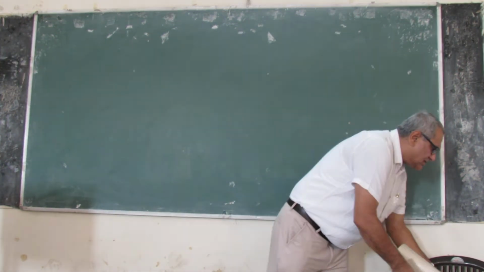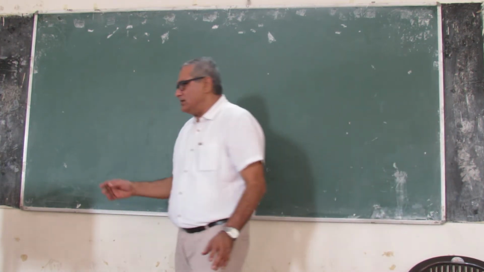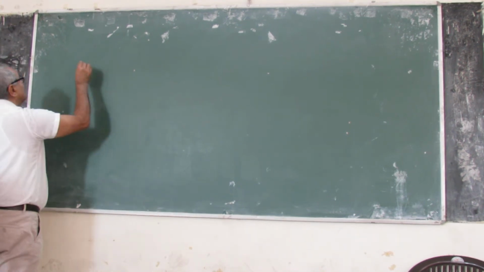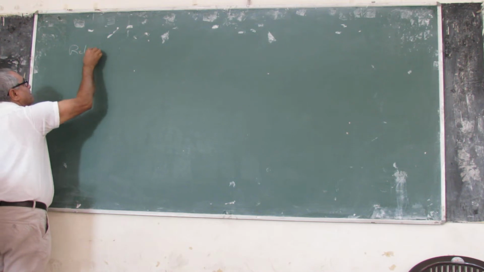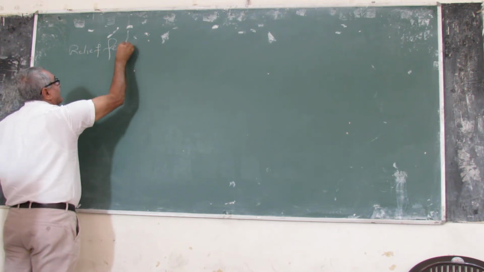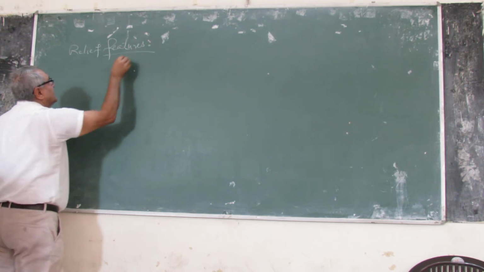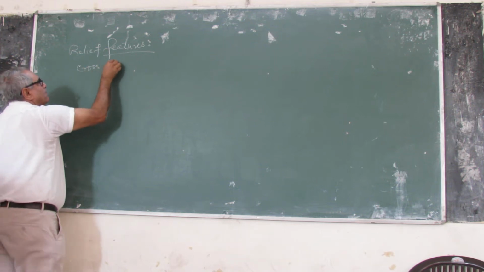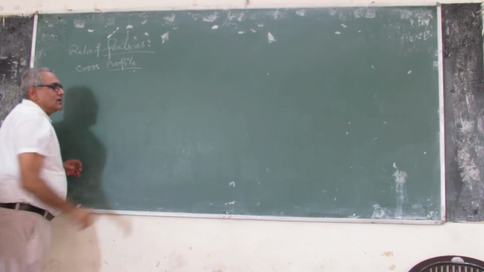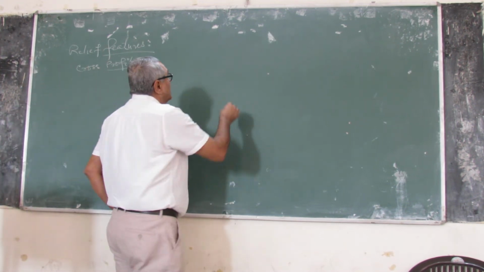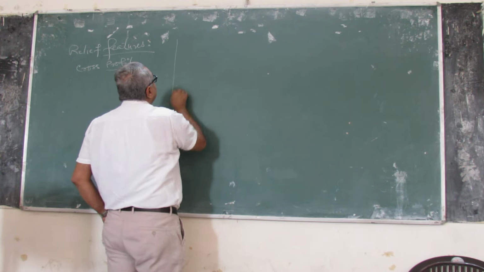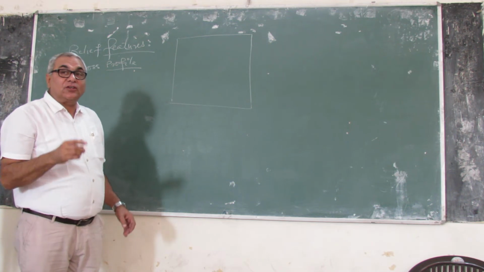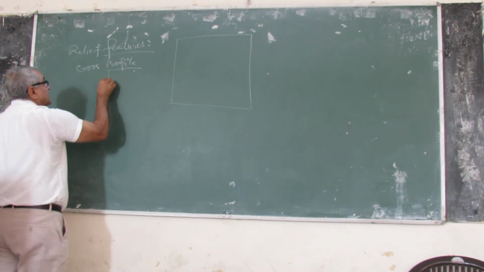Yesterday, I discussed with you the cross profile. Cross profile, like relief features. How to determine the relief features? So basically, it is the cross profile. Yesterday, like, suppose this is one of the areas. If I take one hypothetical area, after the cross profile, the next stage is the block diagram.